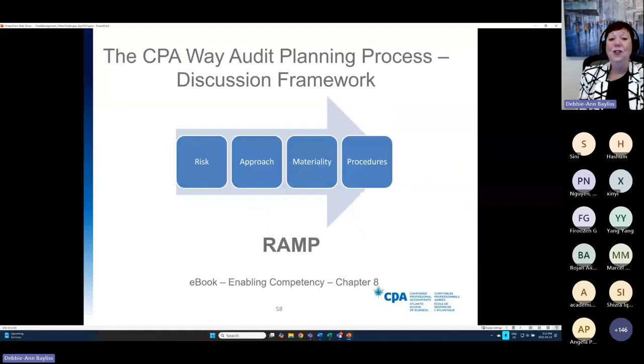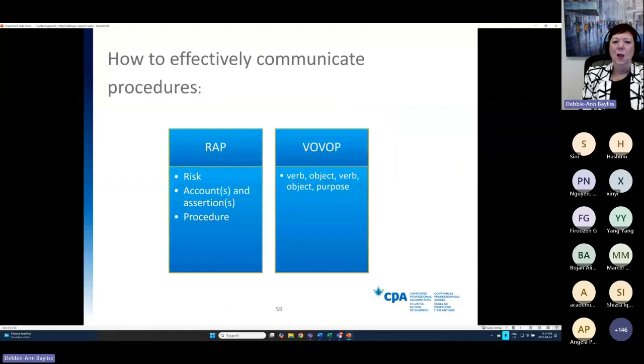If you are asked to prepare a memo, an audit planning process memo, guess what? RAMP. Think of it. These are the areas you need to cover: risk, approach, materiality, procedures. When you're writing your procedures, the format to use is: risk, accounts and assertions, procedure. And when you're writing your procedure, think of VVOP. So verb, what do you have to do? What's the object? Verb, object, and purpose.